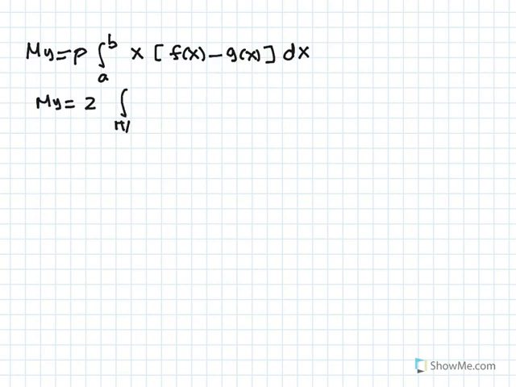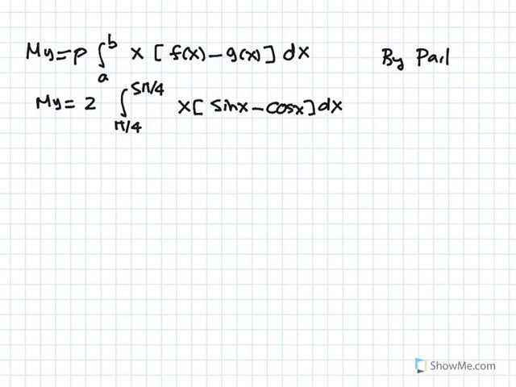Integrate from pi over 4 to 5 pi over 4, x times f of x, which is sine x, that's the top function, and the bottom function is cosine x, integrate with respect to x. We're going to apply integration by parts.